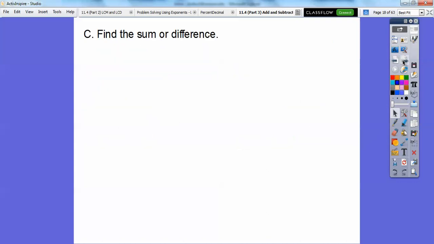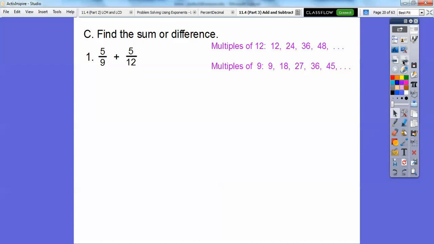All right, so find the sum or difference. Okay, so here we've got to get a common denominator. Okay, here's all the multiples of 12. 12 times 1, 2, 3, 4, and so on. 9 times 1, 2, 3, 4, 5, and so on. So they both share this 36 right here. So we're going to change those denominators to 36.